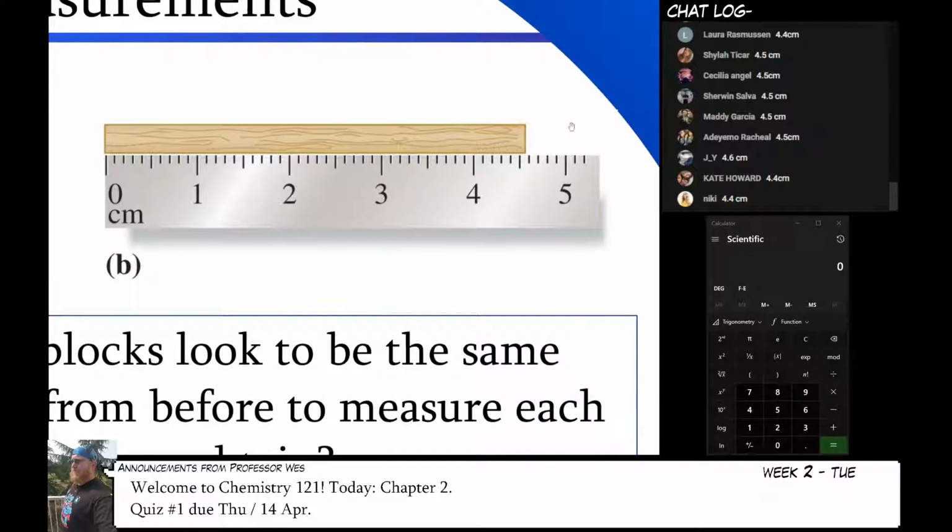All right, here's ruler B. I want you to write down a measurement for ruler B based on what you see here. So same thing, type your answer in the chat for ruler B.